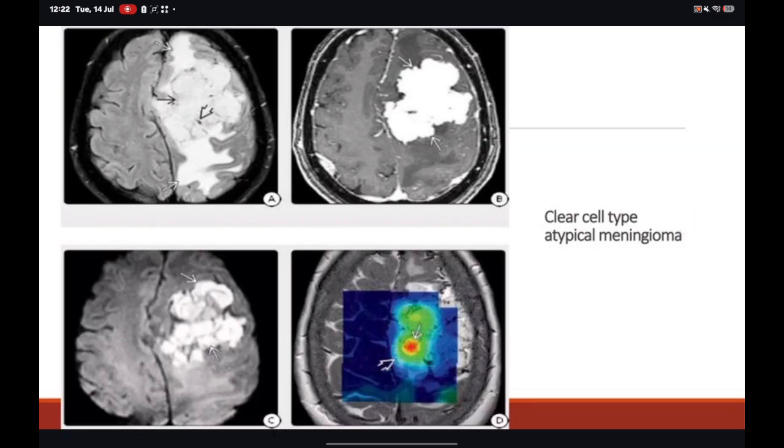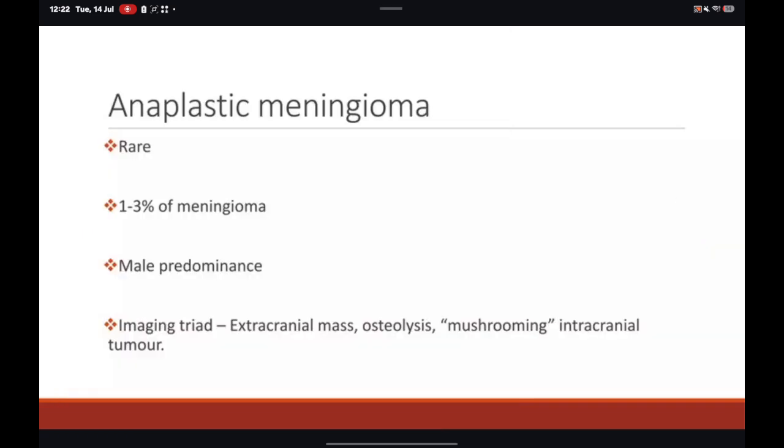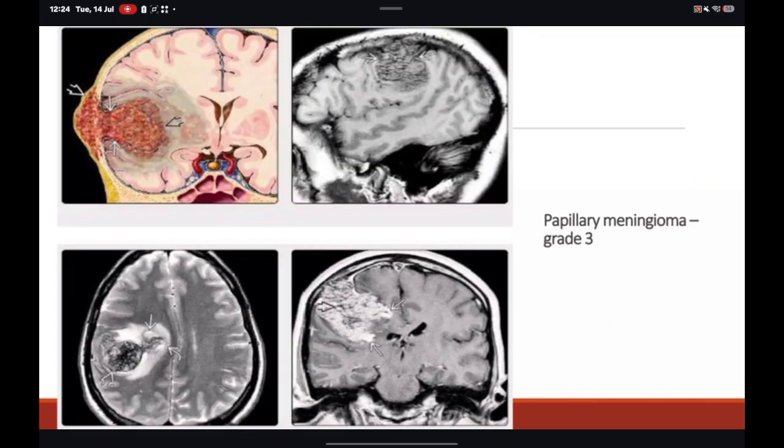Here you can see the clear cell type of atypical meningioma. And we have anaplastic meningioma. Anaplastic meningioma is a rare type, seen in about 1 to 3% of meningiomas. We have seen that meningioma in general has female predominance; anaplastic meningioma is the male-predominant one. Imaging shows an extracranial mass, osteolysis, and a mushrooming intracranial tumor. Here we can see the papillary meningioma, grade 3.